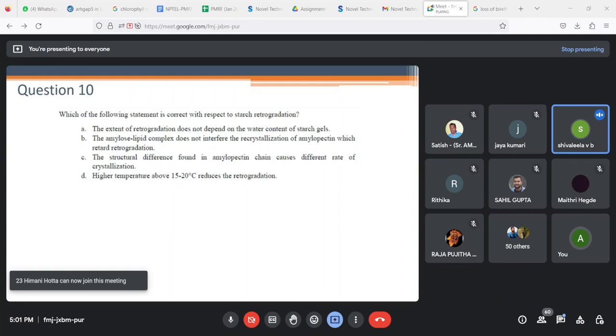Exactly. So, since amylose is straight, its ability to recrystallize is better. And since amylopectin is branched, it will hinder the other amylopectin molecules from coming together. Because it is branched, it will have some steric hindrance, or basically, it will not allow them to come very close together. So, the ability of amylopectin to recrystallize is very less, whereas the ability of amylose to recrystallize is more. So, what will happen if your lipid starts interacting with amylopectin?